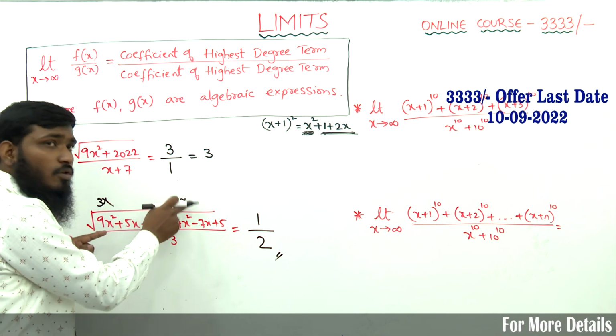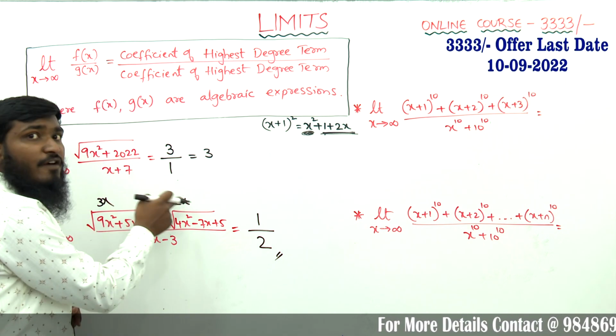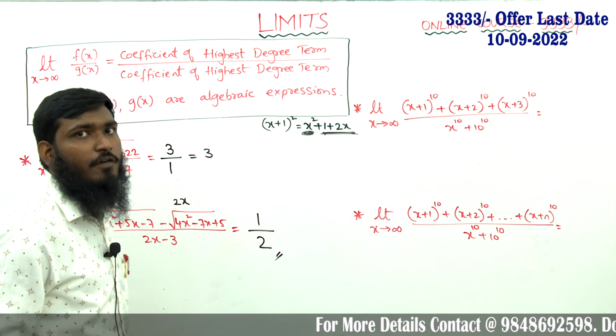So don't take this now. This is also 3x, this is also 2x over here, meaning we have x and x terms. But first we have to simplify this. After simplification we have to take the coefficient of that x part.